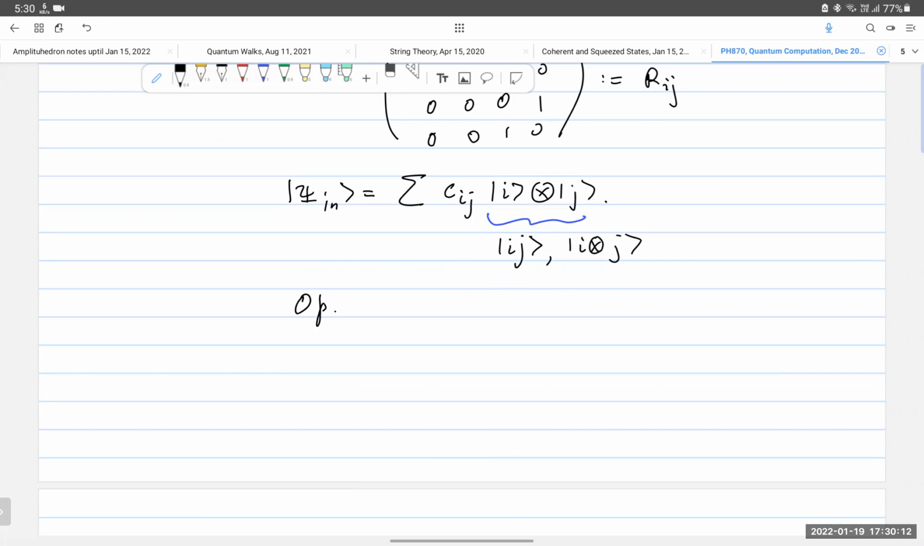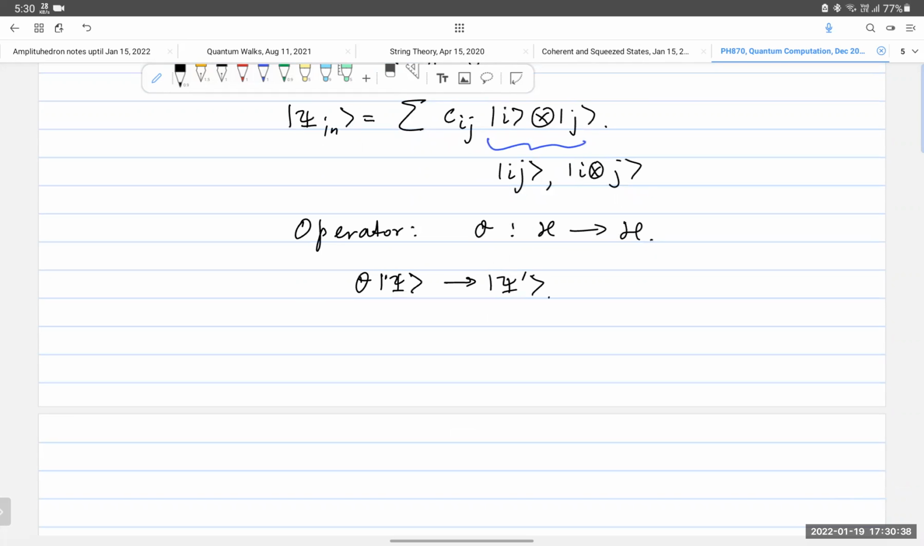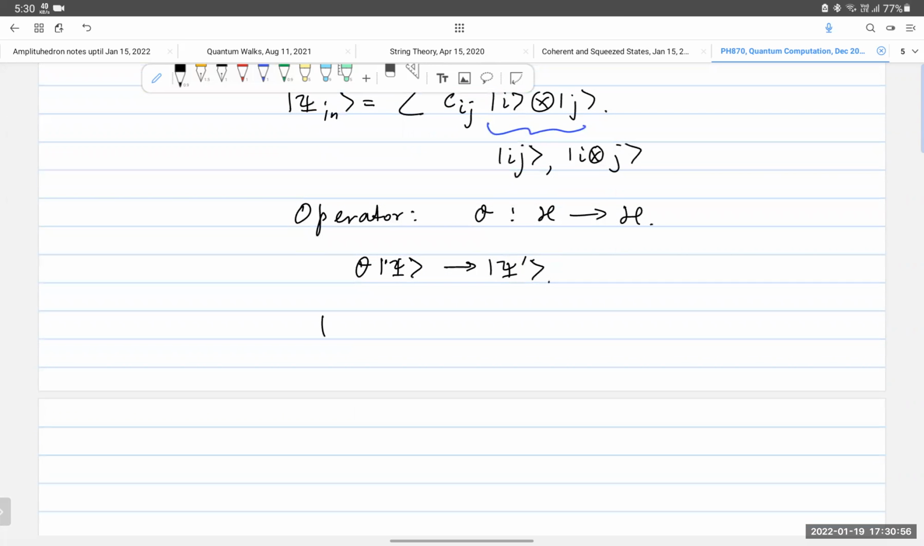If you have an operator O which acts on your Hilbert space, what does this operator do? It acts on some state psi and gives you some other state psi prime. Now, if you remember, operators can be written in terms of states. Let's say I have a basis of my state space. Let's say these are my basis elements.